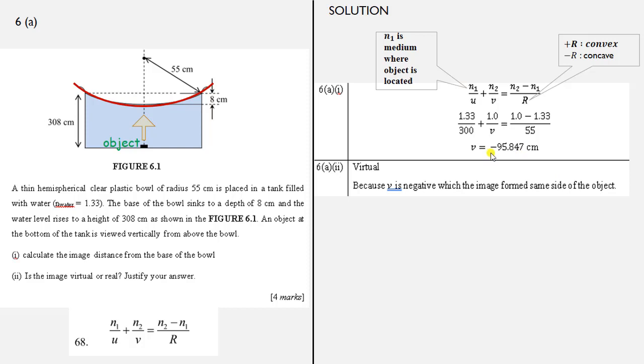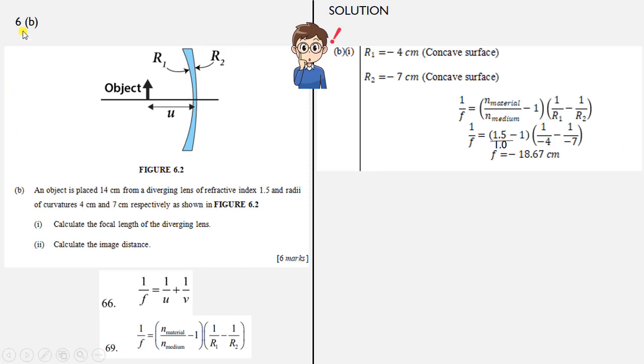So refer to the value of v calculated. Our v value is negative, so the image is virtual. The reason is that v is negative, which shows us that the image will be formed on the same side as the object. So this is the mark allocated for the question. 4 marks are given. Proceed to question 6b.